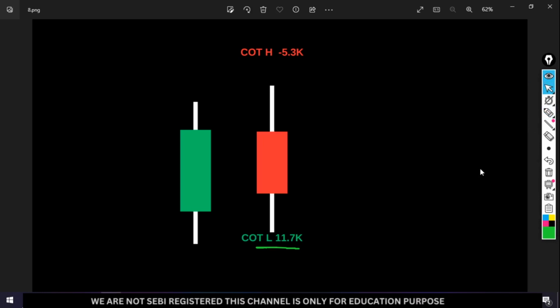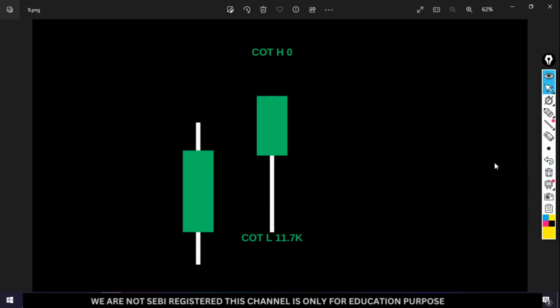So what next? See, this is one of the biggest scenarios that you need to understand, right? Here what's happening is that we have a very huge number of sellers available, but the COT low value is greater than the COT high, right? What does it mean? Obviously the buyers are punching more orders, but the market was not ready to go upside, which means we have a very huge number of limit sell orders available at this price, right?